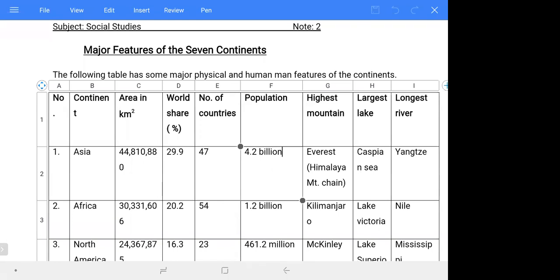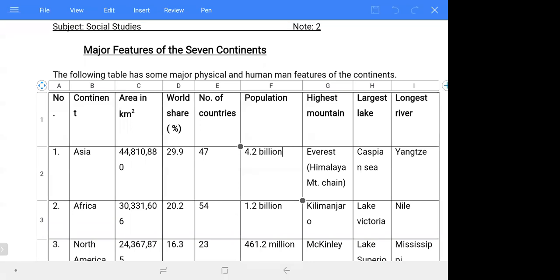Then Asia is the largest continent in the world. It has 44.8 million square kilometers and is the first largest. It makes up 29.9% of the total land surface. And the number of countries in Asia is 47.